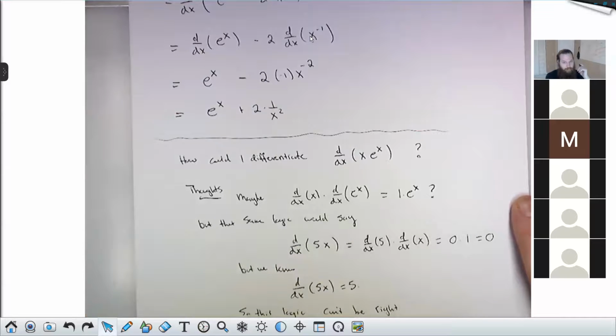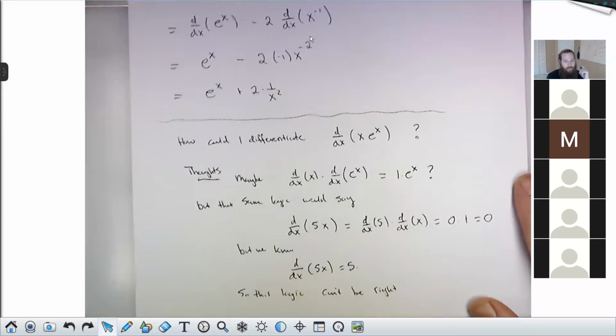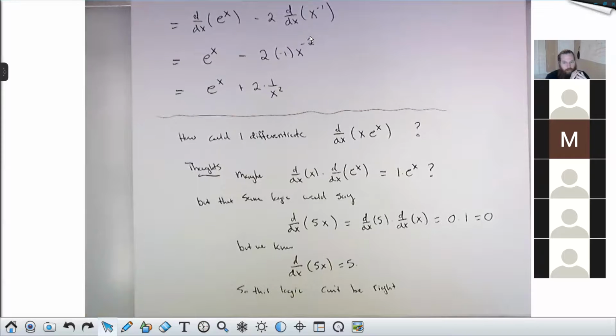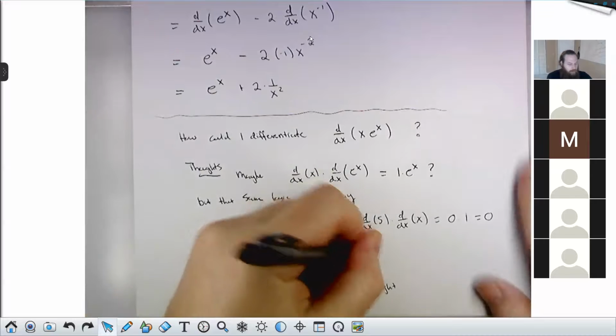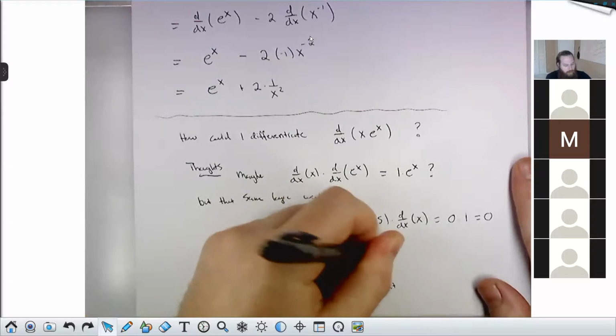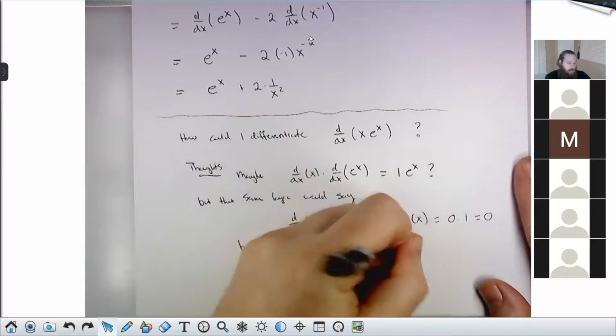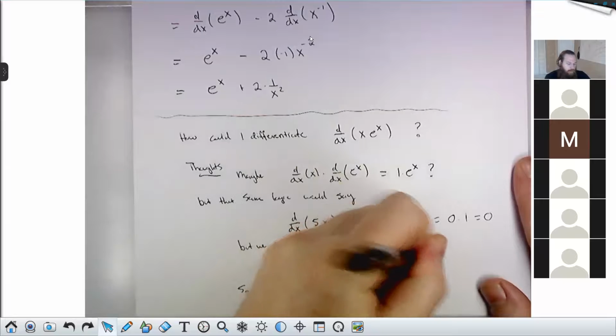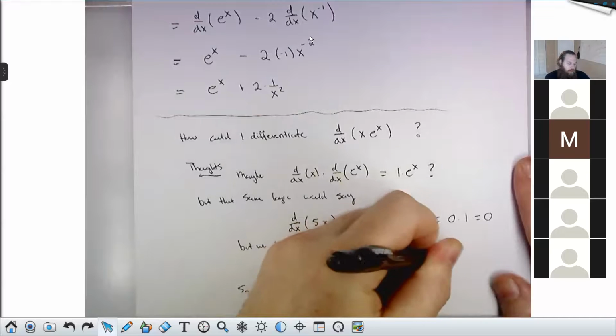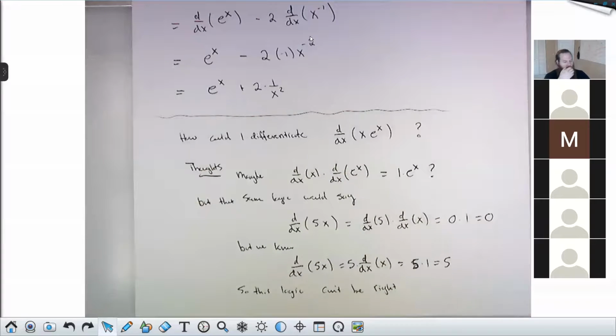You just put another constant other than 1 in front of x. Is that how you showed that that thought was wrong? Yeah, well, so this one, yeah, the 5 would pop out. And then the derivative d dx of x would be 1, right? I'll write it all out. This would be 5 times d dx of x. And then d dx of x is 1. So this is 5 times 1, which is 5.